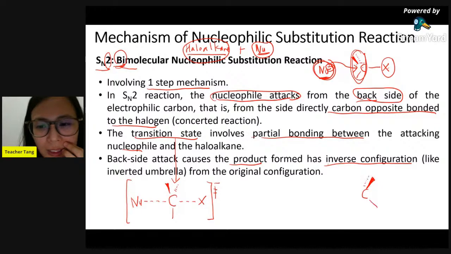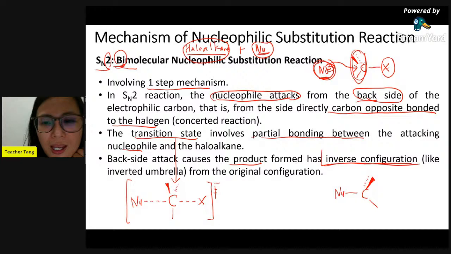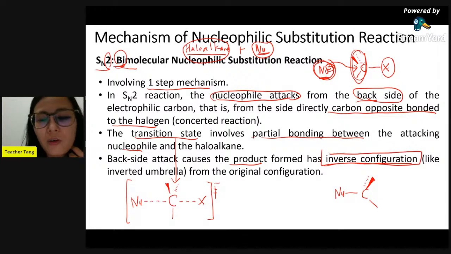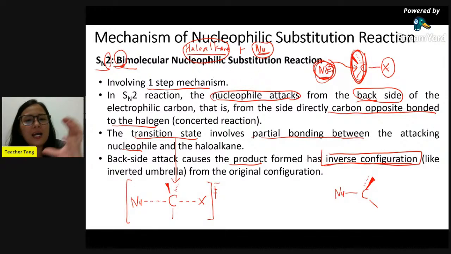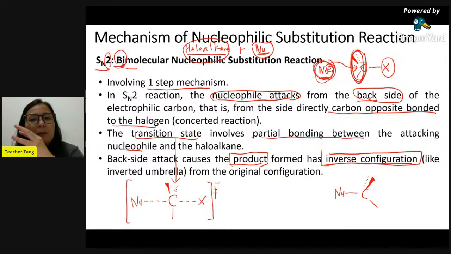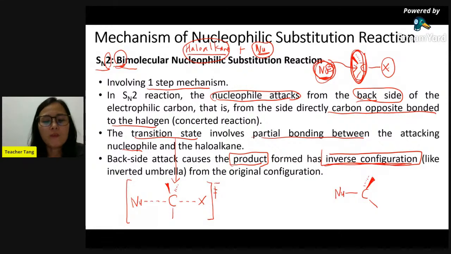Like this. Okay, this is what is meant by inversion of the configuration. At first, in the tetrahedral, these 3 legs are facing towards the left. So because of the backside attack by the nucleophile, in the product the 3 bonds become inverted to the right. Okay, that is what is meant by inversion of the configuration.